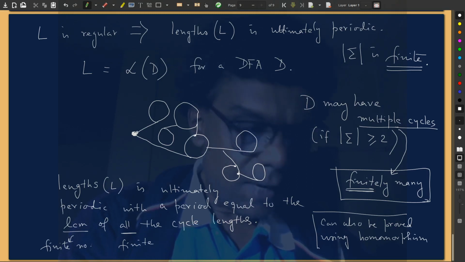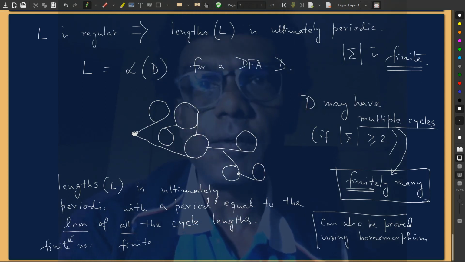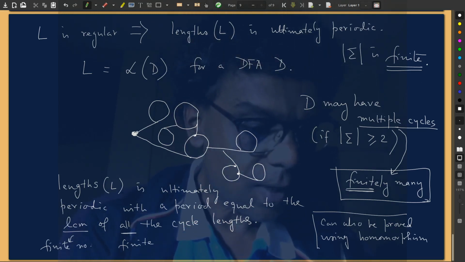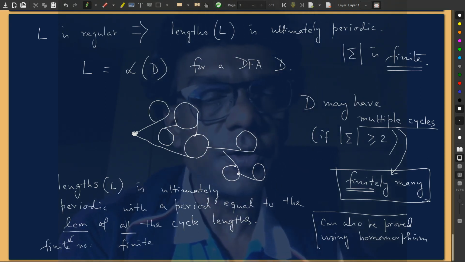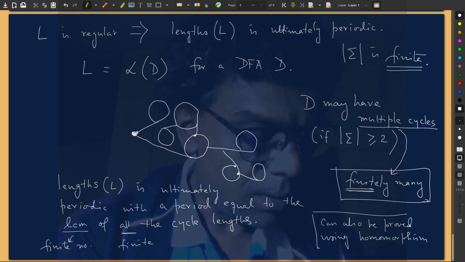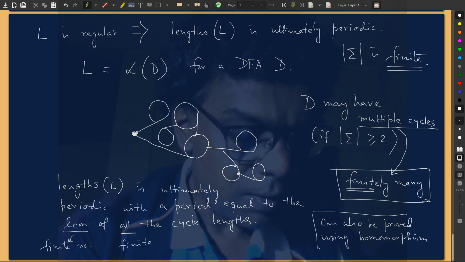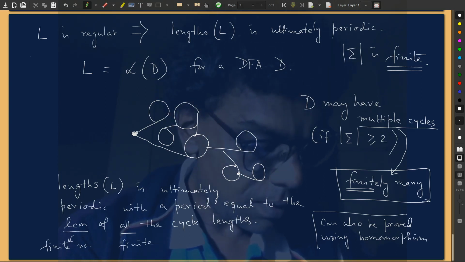So for unary languages, I can use this result as a necessary and sufficient condition for proving regularity. But for languages over alphabets consisting of more than one symbol, we cannot use this theorem. But this is an interesting thing. If we eventually see that length of L is not ultimately periodic, then L is definitely not regular. But some non-regular languages also lead to the case when length of L is ultimately periodic.